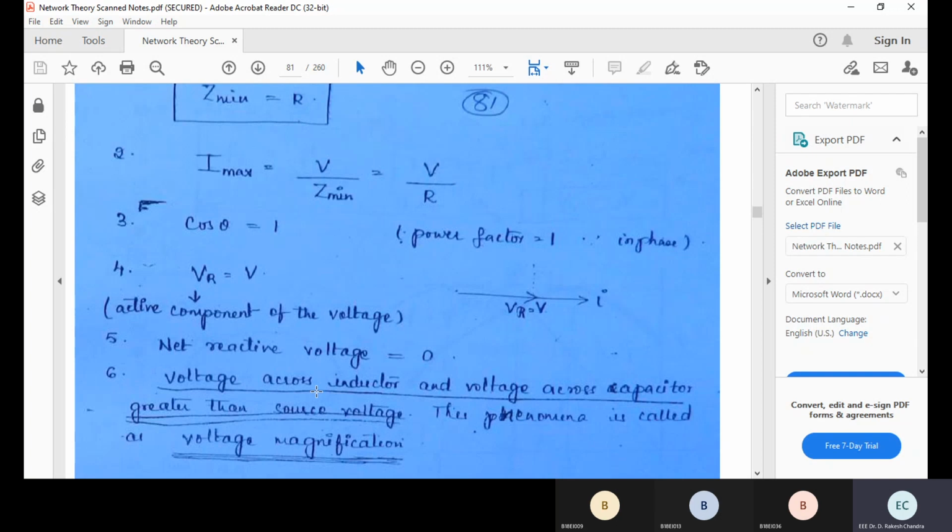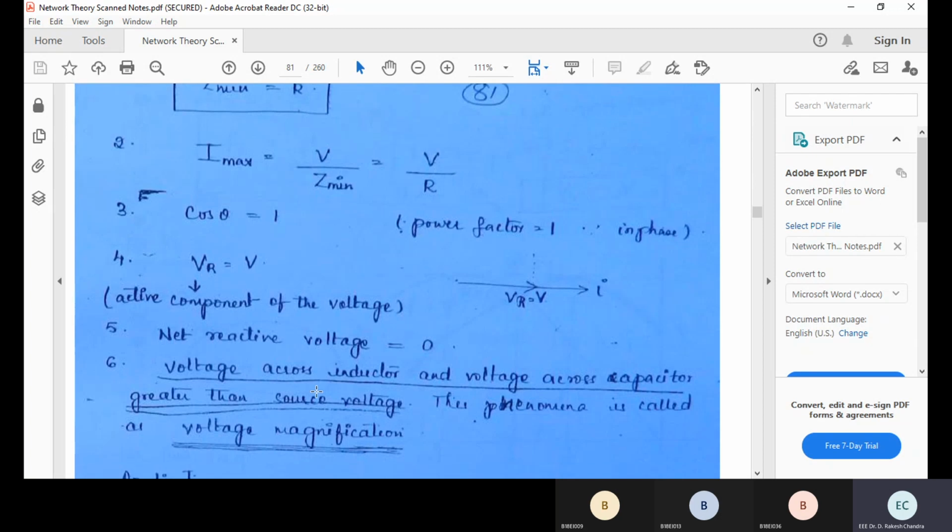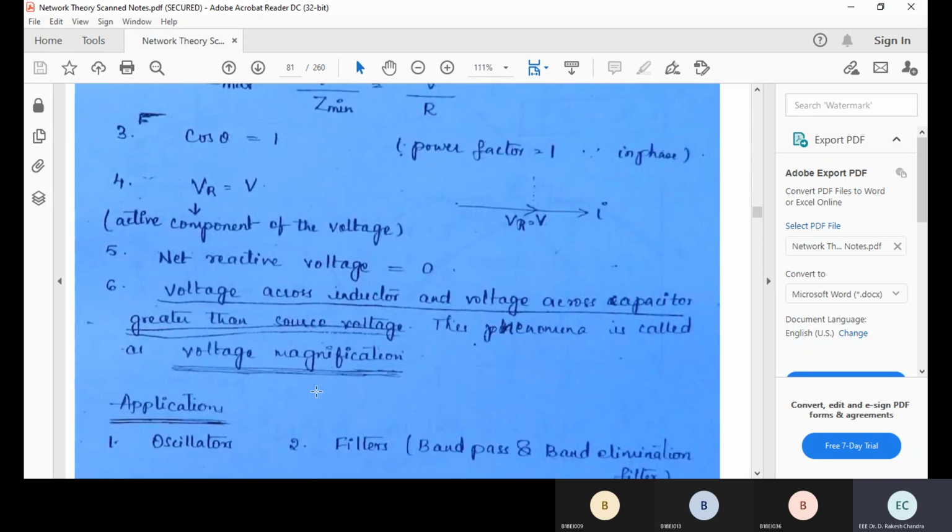Your VR is equal to V because the total voltage is only the voltage across the resistor. I already mentioned that the resistor deals with active power, and the inductor and capacitor deal with reactive power. XL is equal to XC means your total reactive voltage is 0. The only voltage present in the circuit is the voltage across the resistance.